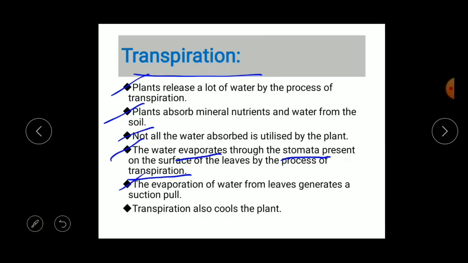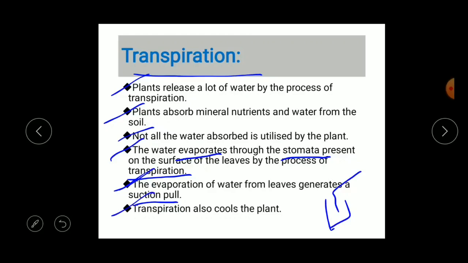The evaporation of water from leaves generates a suction pull. When the water gets evaporated, it generates a kind of pull, which is called the suction pull. Suction pull is nothing but, children, like when you suck water through a straw. This is the same thing that happens in the suction pull. Once water evaporates from the leaves, it generates a pull, which can pull water to great heights in tall trees.